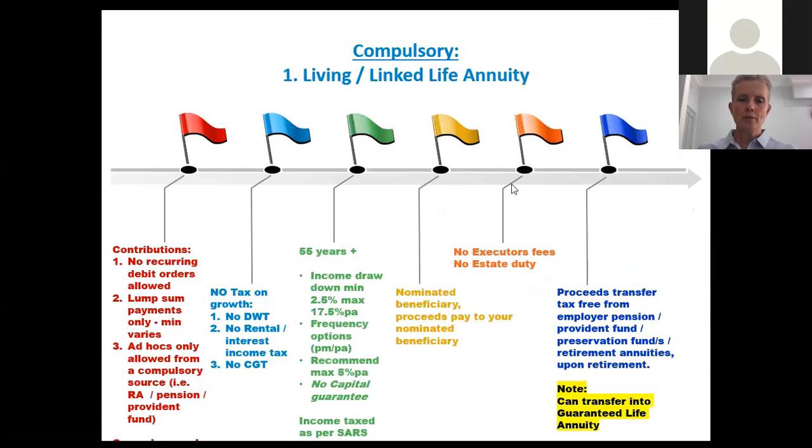In the post-retirement phase, I don't want you to ever think, as I said in the beginning, that you don't continue with your pre-retirement tax-free savings, endowments. A lot of those things will come in very handy post-retirement. So all I'm going to focus on here is the two products that you can choose when you physically retire from either your pension fund, your provident fund, preservation fund, or your retirement annuity policies. So this is, again, the compulsory space. The first product that is available is either a living or linked life annuity. It's got different names depending on the service provider.